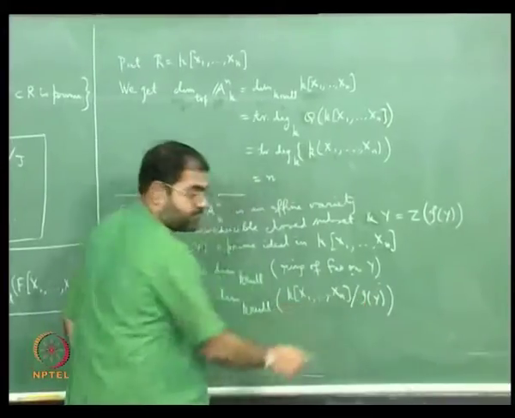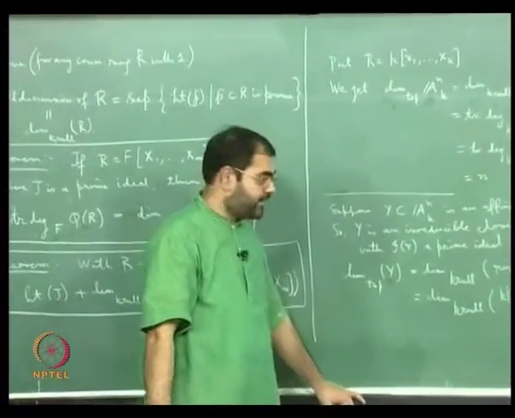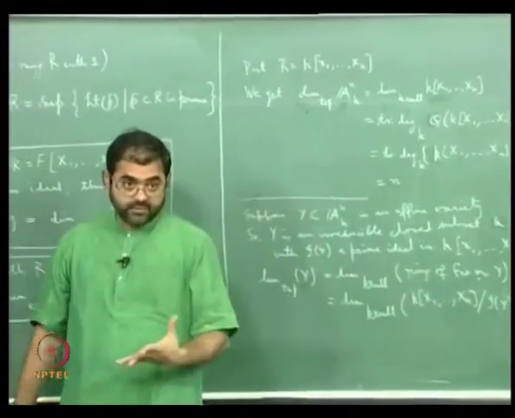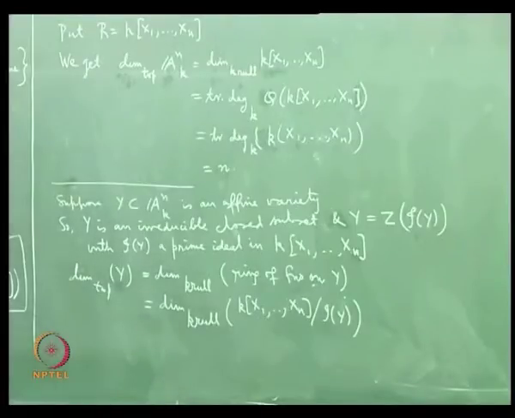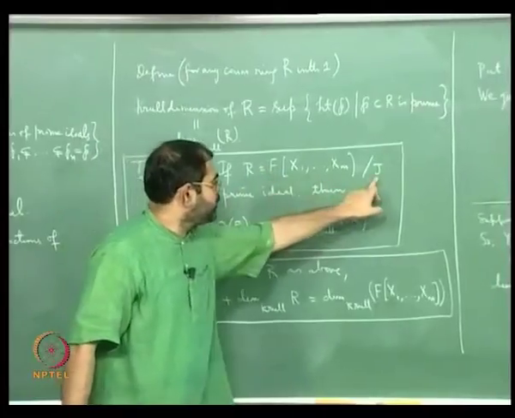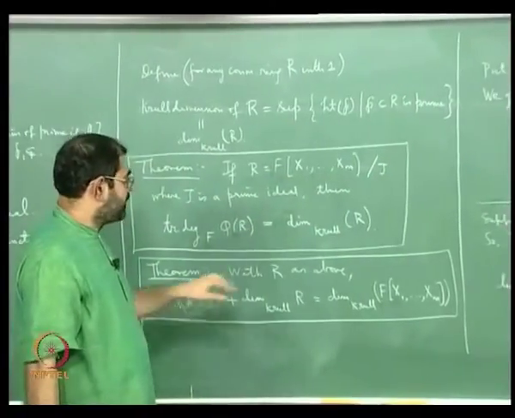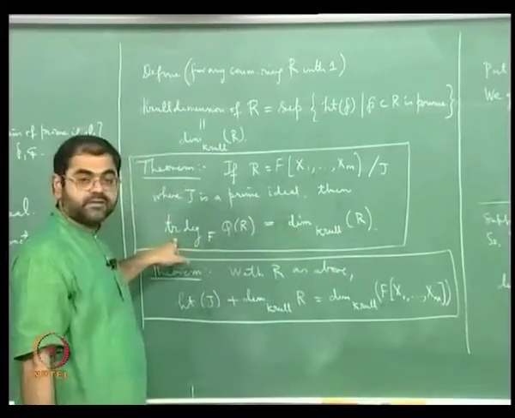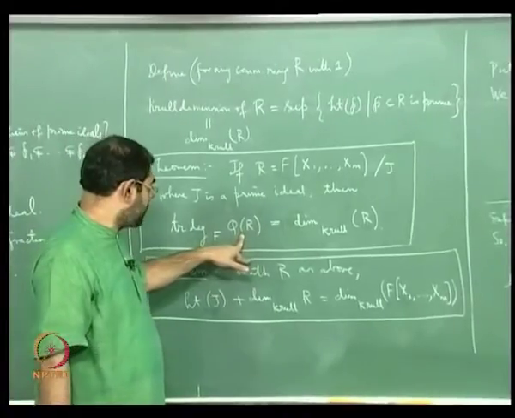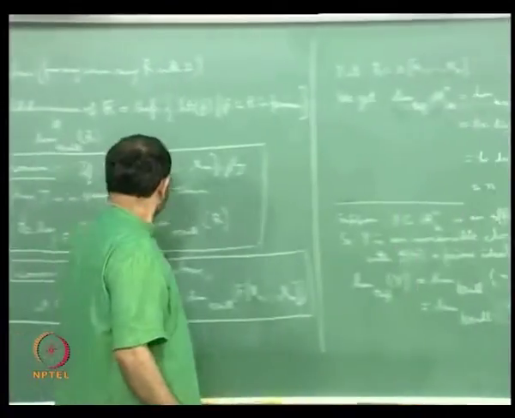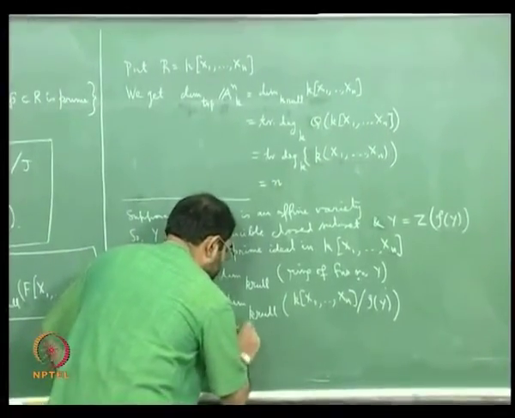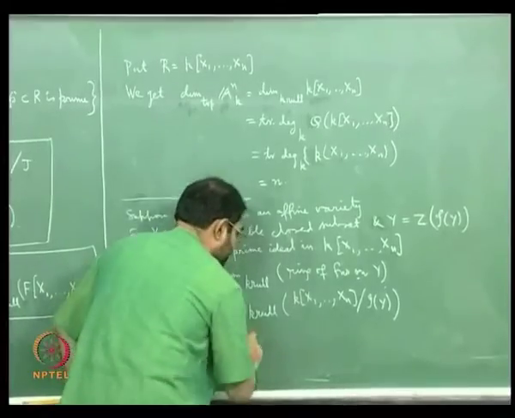Notice that the ideal of Y is prime, and therefore this quotient is an integral domain. And we are in the situation of this theorem. You have a polynomial ring over a field, you go modulo a prime ideal, and then the Krull dimension is actually the transcendence degree of the quotient field of the integral domain over the base field. So if you use that theorem, you will get that this is the transcendence degree.